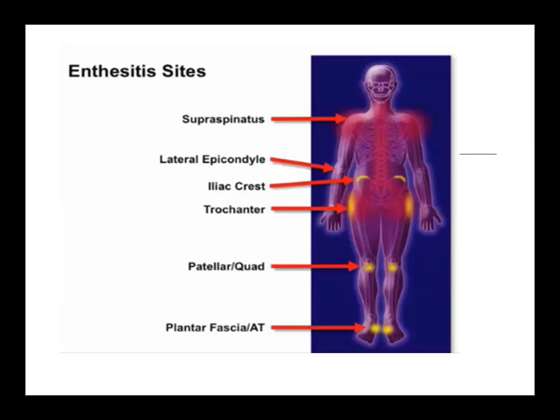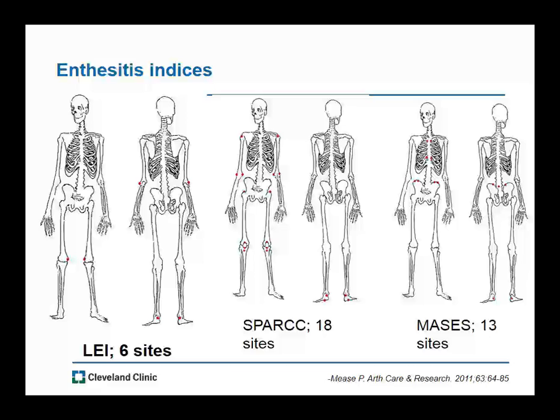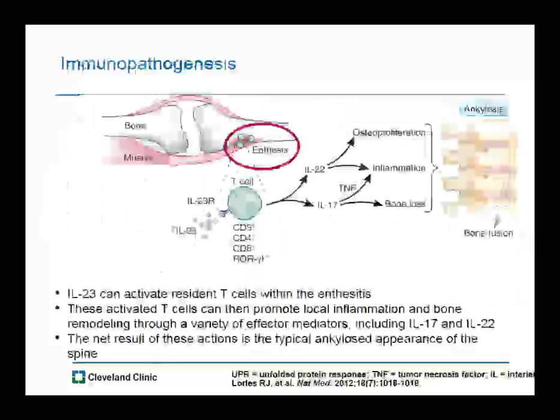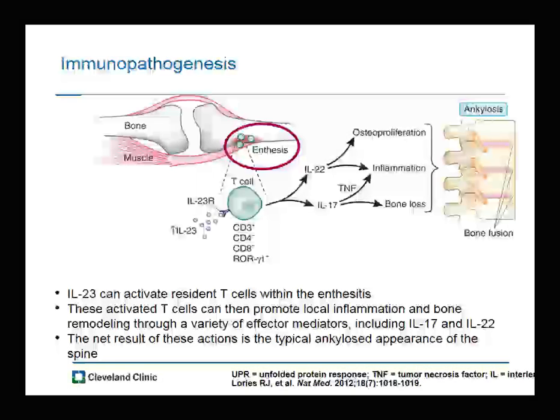These are just to remind us of all the different enthesial sites. There are a lot of different measures out there trying to better measure enthesitis. This is basically one, it has 6 sites versus 18 versus 13. We haven't really agreed on one, but I just thought I'd mention it.